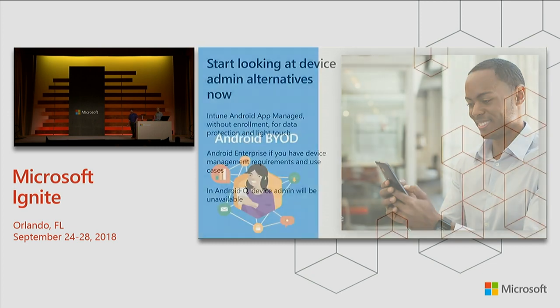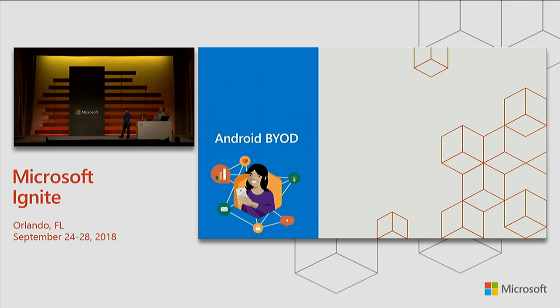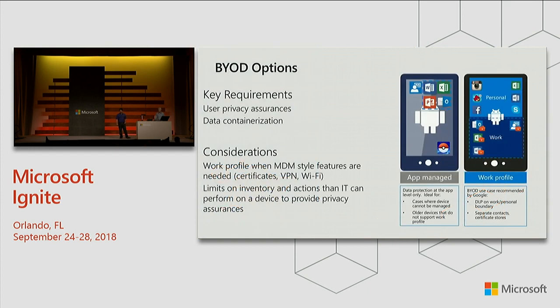Excellent. So let's talk about BYOD a bit more. So as we talked about earlier, the key requirements for BYO are twofold. One is to ensure the protection of corporate data, but the other is to provide protection for the end user and their privacy. And it really needs to be twofold, because otherwise you just simply won't get the devices into your tenant and under management.